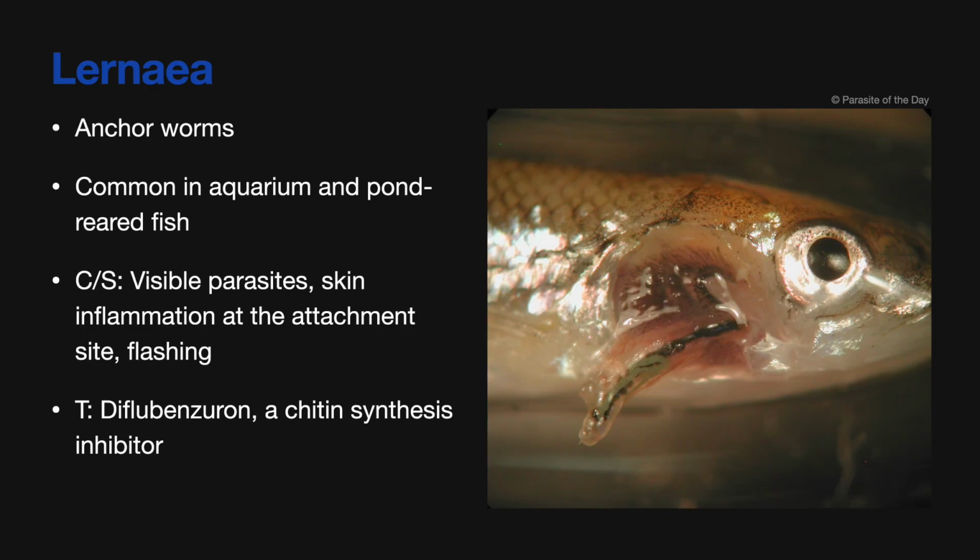Lernaea are the anchor worms. These species are common in aquarium and pond-reared fish. Clinical signs include visible parasites, skin inflammation at the attachment site, and flashing. The main treatment is diflubenzuron, which is a chitin synthesis inhibitor.